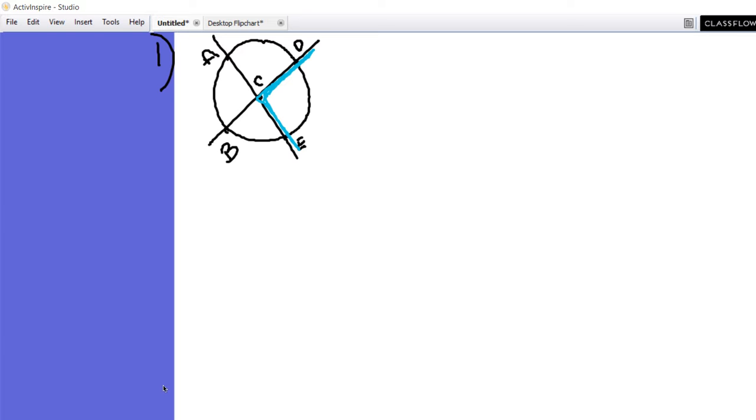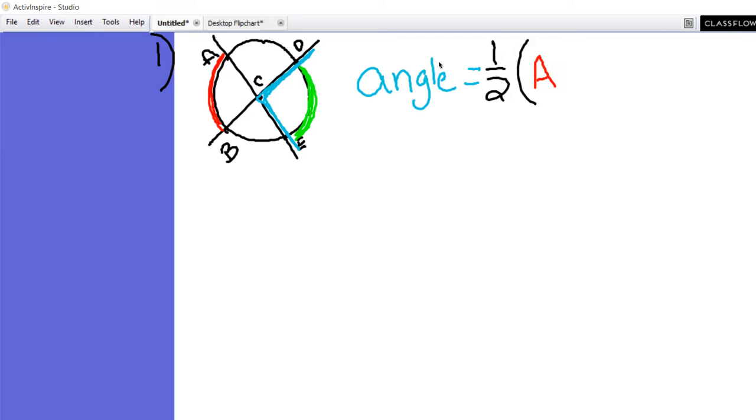I am also going to be using arc AB for my formula, and I'm going to be using arc DE as well. Whenever I have an angle or I'm missing an angle and I want to figure it out, I'm going to be using the formula that says the angle equals 1/2 arc AB plus arc DE.